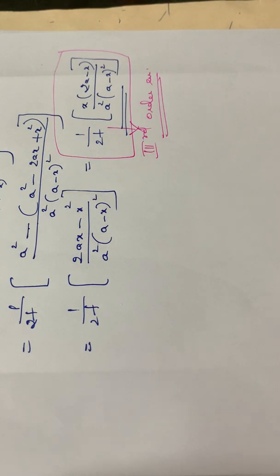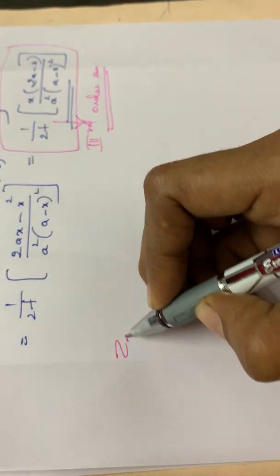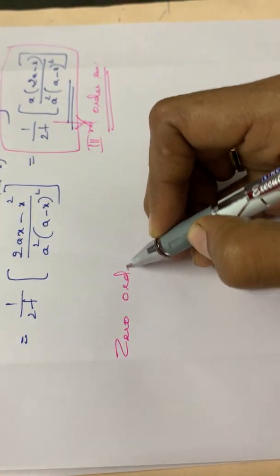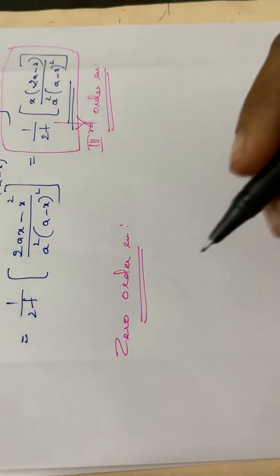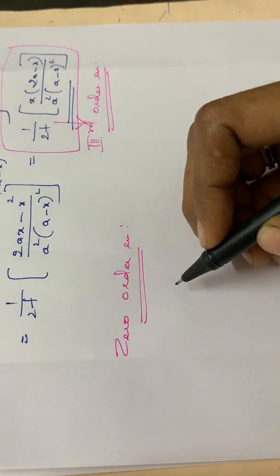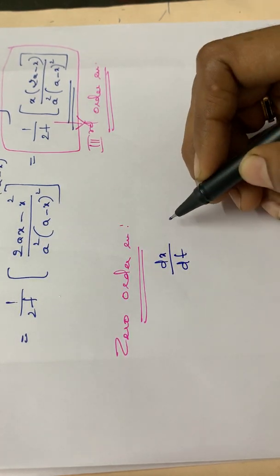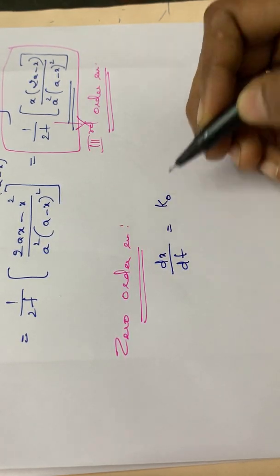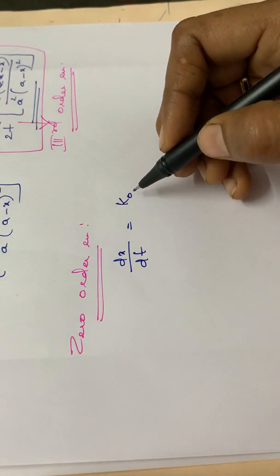Then you can go through the next rate expression, that is for a zero order reaction. It is just a simple derivation for a zero order reaction. So for a zero order reaction, we can write the rate as dx by dt, that is equal to k0. Okay, k0 represents the rate constant of a zero order reaction.